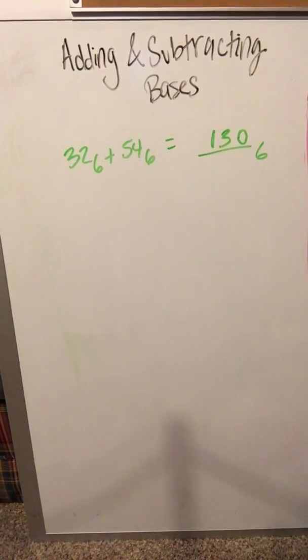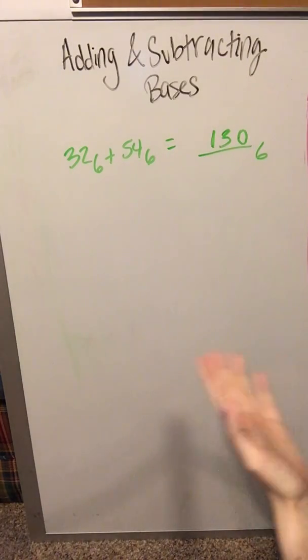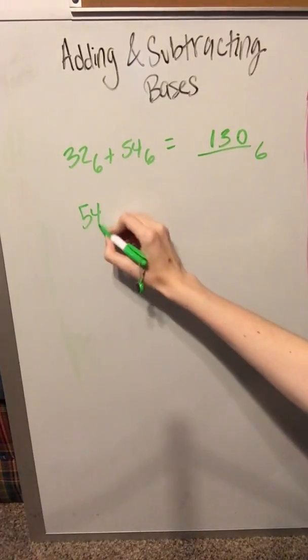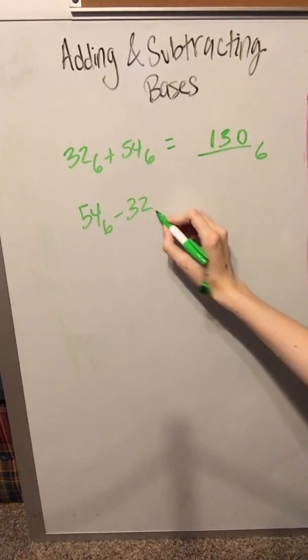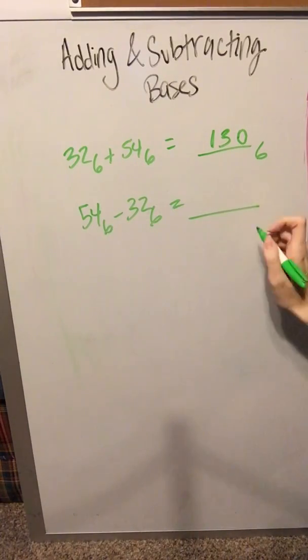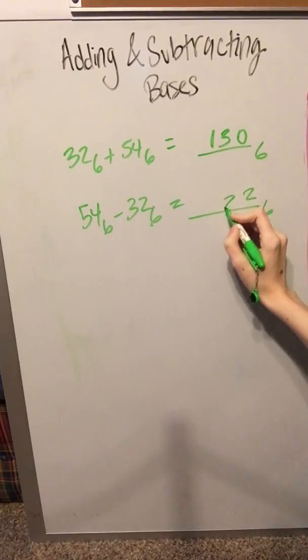Now subtracting bases is similar. If you have a bigger number minus a smaller number, then you're going to get a positive number. If you have a smaller number minus a bigger number, you're going to get a negative number. So say you want to do 54 base 6 minus 32 base 6. 4 minus 2 is 2, and then 5 minus 3 is 2.